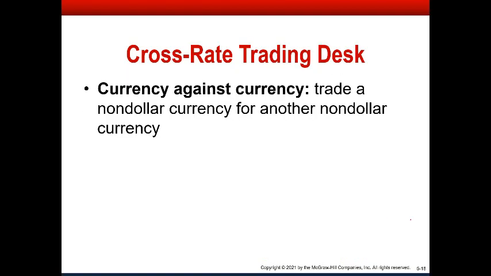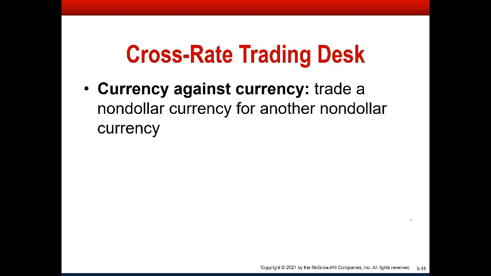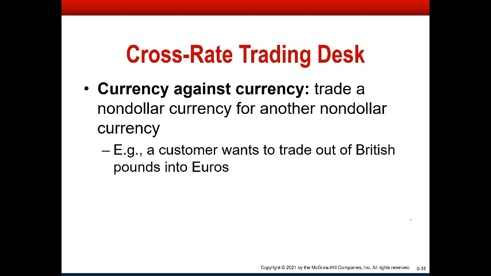Okay, let's talk about cross rates now. If you're trading a currency that's not the US dollar for another currency that's not the US dollar, as I mentioned, the US dollar is on one side of the majority of foreign exchange transactions. If I remember right, it's about 60%+. But there's still a significant amount of transactions that don't involve dollars at all. Those are going to be called currency against currency, and they're going to involve what's called cross rates, calculating cross rates.